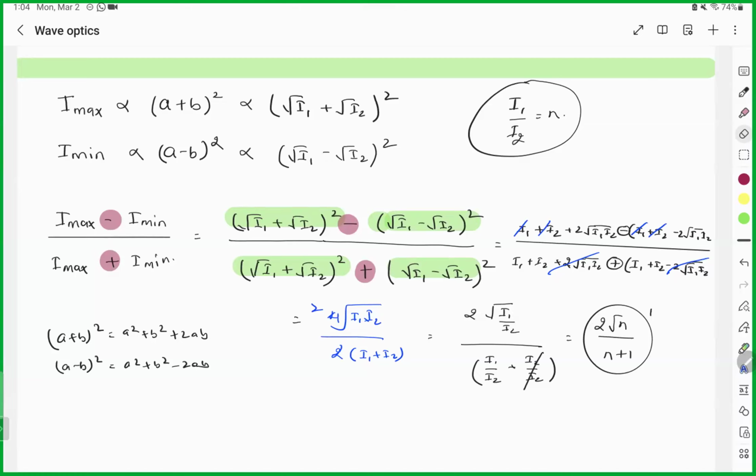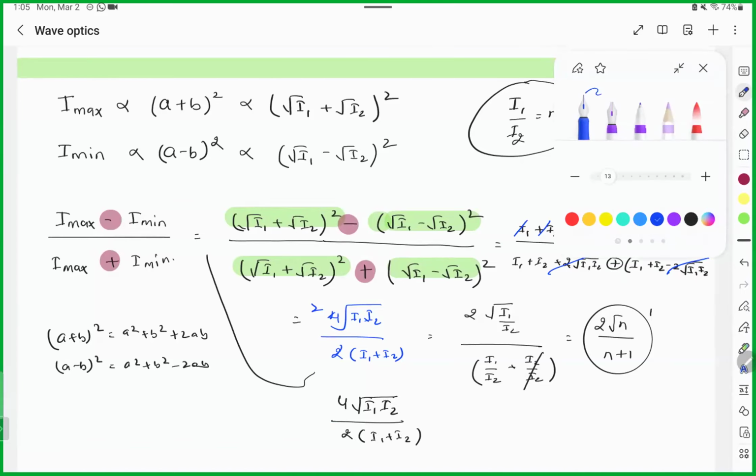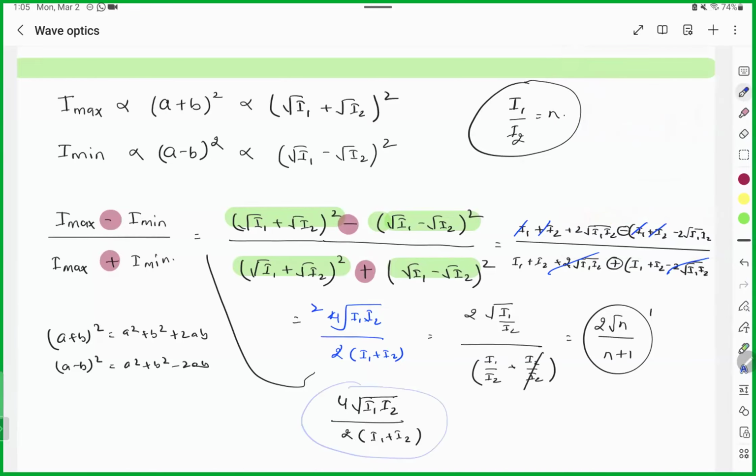Because guys, you are not used to this kind of calculation. So after the third question, you'll feel, sir, this was easy because it's directly the same thing. Because next time you will directly go from this to this: 4 under root I1 I2 divided by 2 I1 plus I2. Because the next question is exactly the same. You don't need to do everything you did so far.